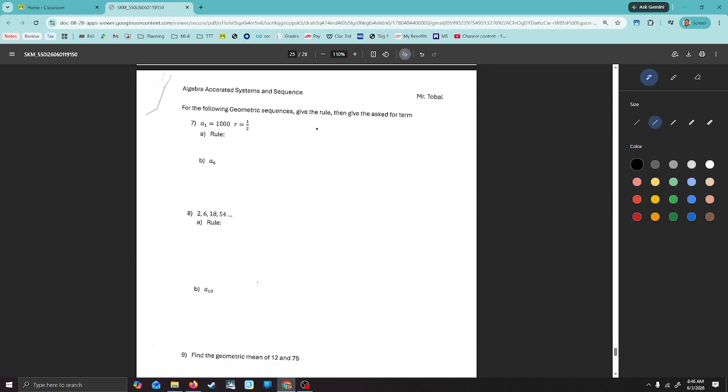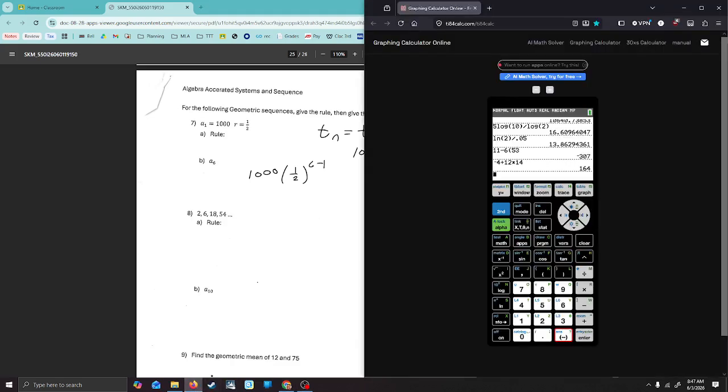All right, geometric sequence. The geometric sequence formula is Tn equals T1 times r to the n minus 1. Because of that, I'm just going to rewrite the formula. I know T1 is 1,000. So 1,000 times 1 half to the n minus 1. Because I'm going to plug in 6, 1,000 times 1 half to the 6 minus 1. So 1,000 times 0.5 to the power of 5 is 31.25.